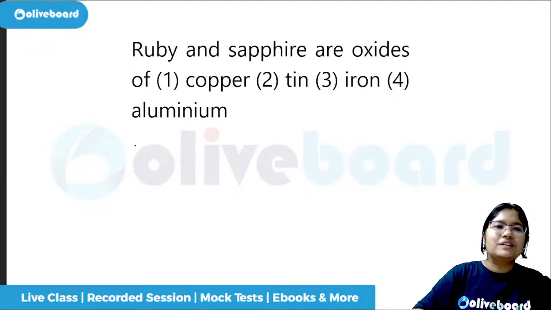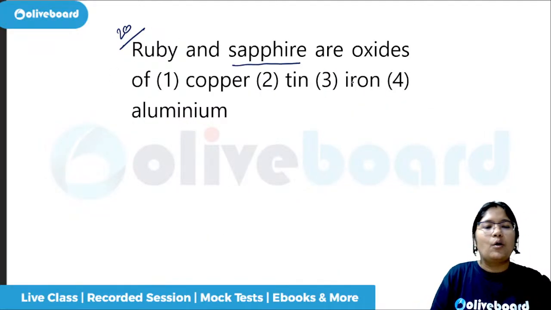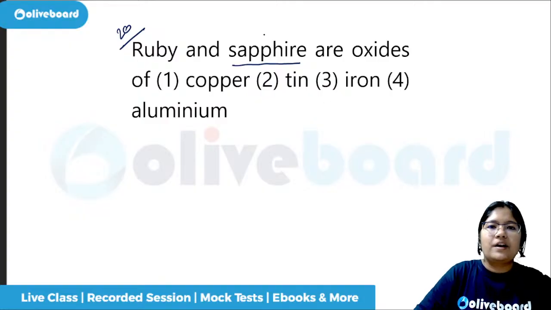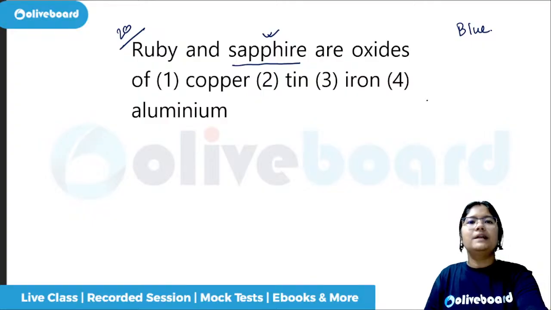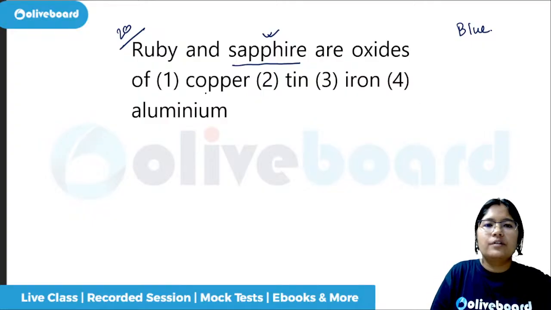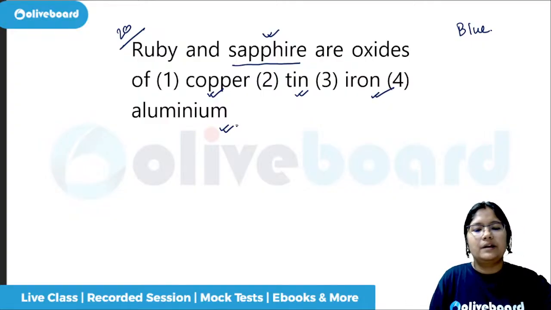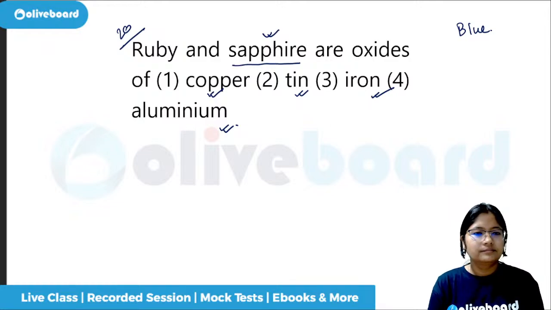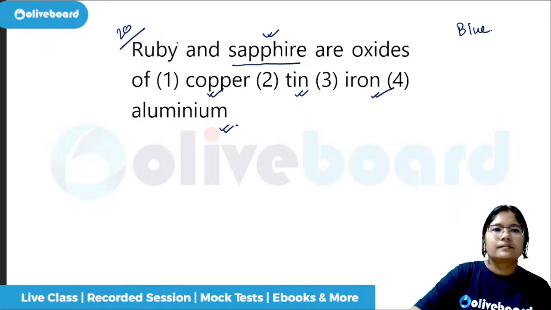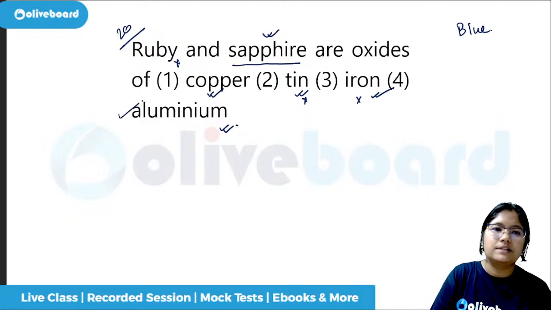Next is your question number 20. Ruby and sapphire are oxides of, then there can be blue sapphires as well. Okay, so ruby and sapphires are oxides of what? Copper, tin, iron, or aluminium. Ruby and sapphire are oxides of... It cannot be copper, cannot be tin, cannot be iron, so it is aluminium.